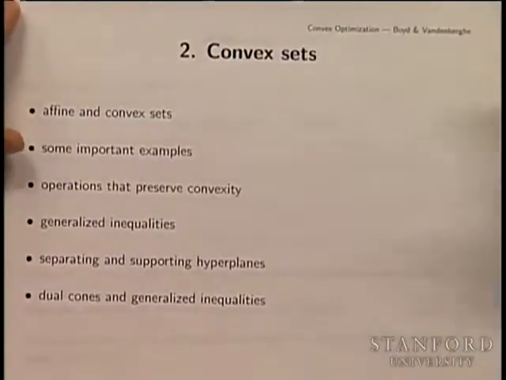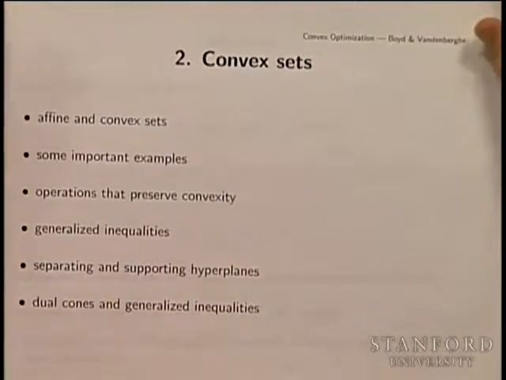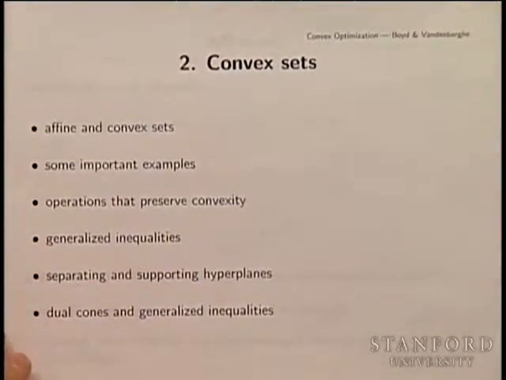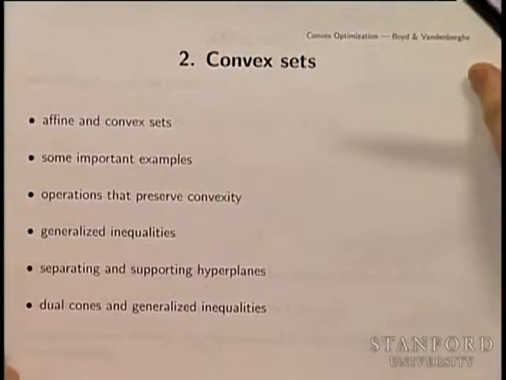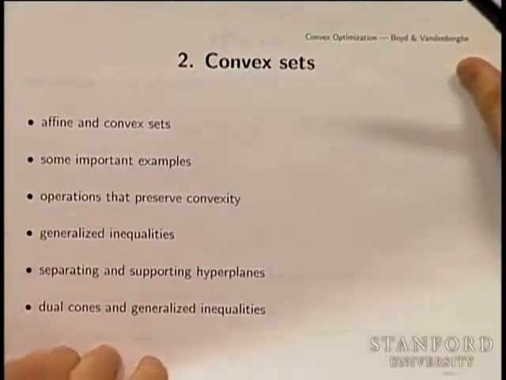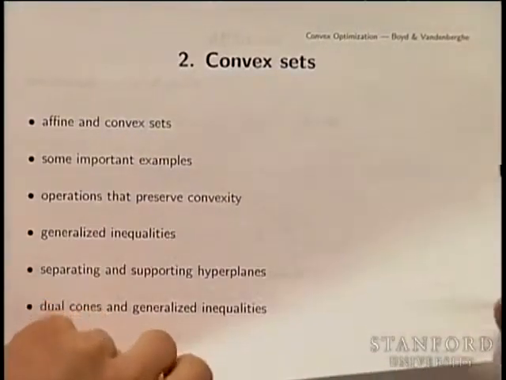So today we're going to be talking about convex sets. I'll start off by describing what an affine set is, and then a convex set. We'll go through some examples. Then we'll talk about how you make more complicated convex sets from simpler ones, and talk about a few other topics towards the end.